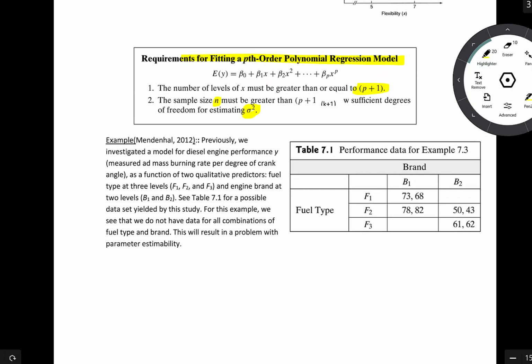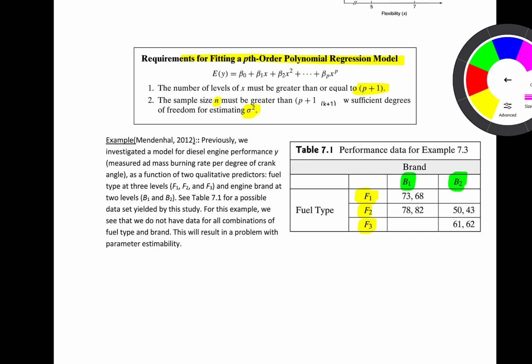So previously we investigated a model for diesel engine performance Y, measured as mass burning rate per degrees of crank angle, as a function of 2 qualitative or categorical predictors, fuel type at 3 levels and engine brand at 2 levels. So we've got our 3 different fuel types and we've got our 2 different brands. And so we've seen this example before. So suppose that we got a different set of data than we did previously. So here's our new set of data.